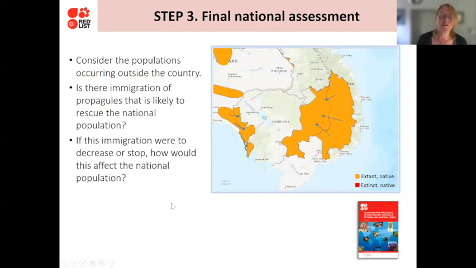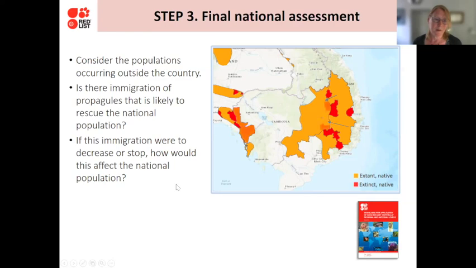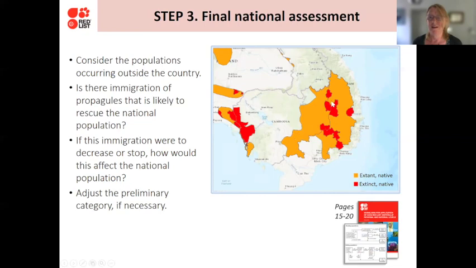If this immigration were to stop or decrease, how would that affect the national population within Cambodia? So in this example, if we start having local extinctions happening just across the border of Cambodia, and that stops the immigration from Thailand and it reduces the immigration from Vietnam, how does that affect Cambodia? Well, it could affect it in this kind of way, where you start to see populations declining within Cambodia. So that has to be considered in your final assessment. And you would adjust the preliminary category appropriately to get your final national assessment.